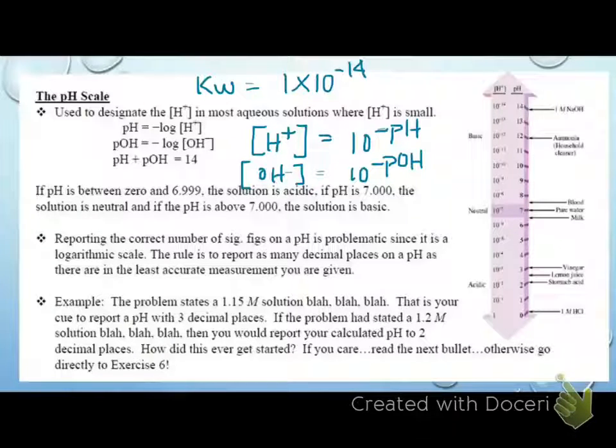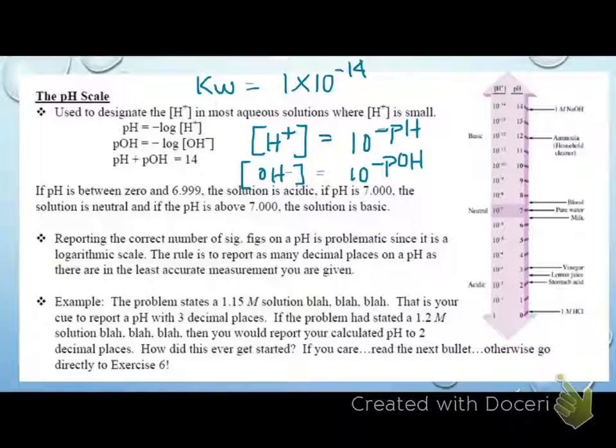Anytime you're dealing with bases, you got to do that little extra step. If I take the negative log of my concentration of my base, that's giving me pOH. So in order to get to pH, I'm going to have to subtract from 14. So just don't forget that extra little step, because it's done the same way. It's just that when you're using hydroxide, you got to get it over to pH.